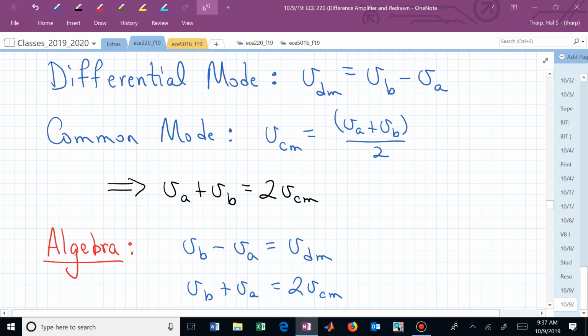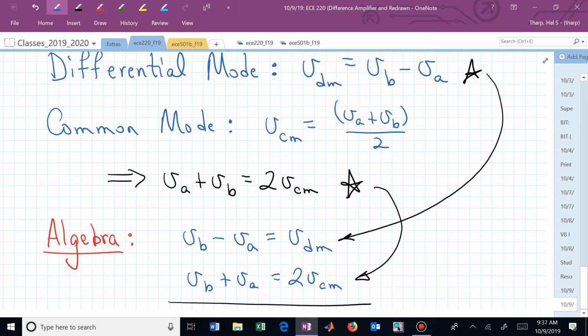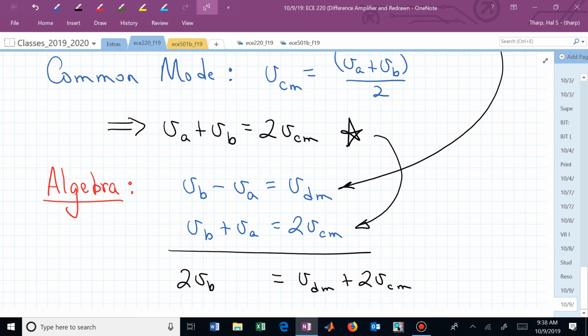With these two relationships, this one and that one, I'm now putting this one here and this one there. And I hope you can anticipate that he's now wanting to add those so that the A voltage disappears. And now I can have a formula for the B voltage in terms of the common mode voltage and the difference mode, or differential mode. Doing that, I have 2V sub B is equal to V differential mode plus 2V common mode.